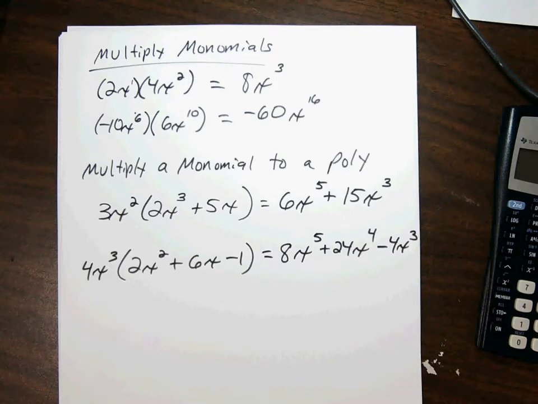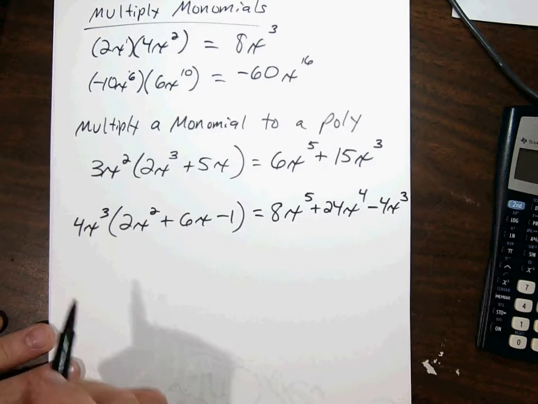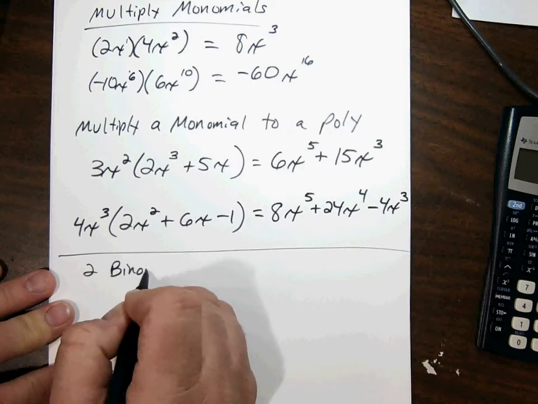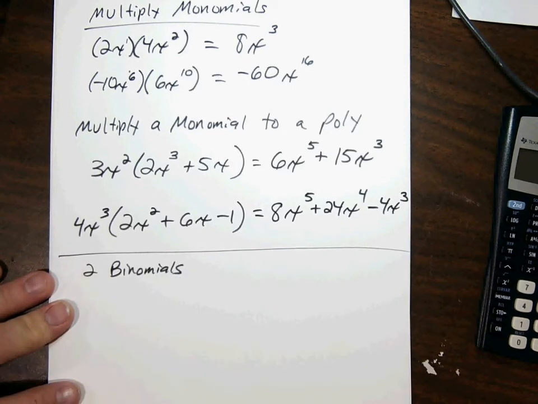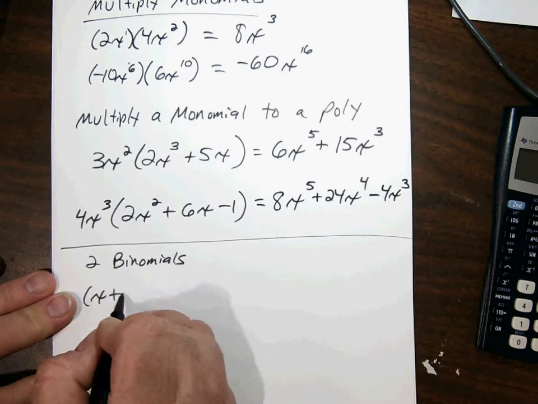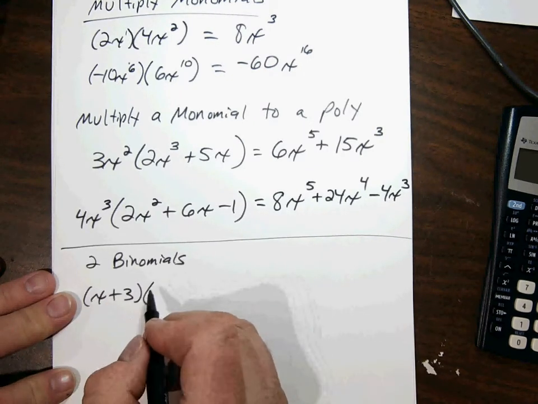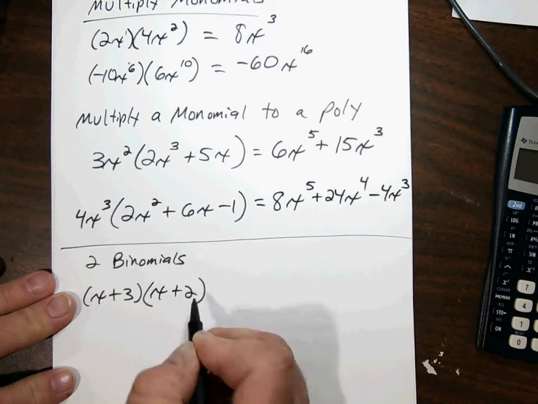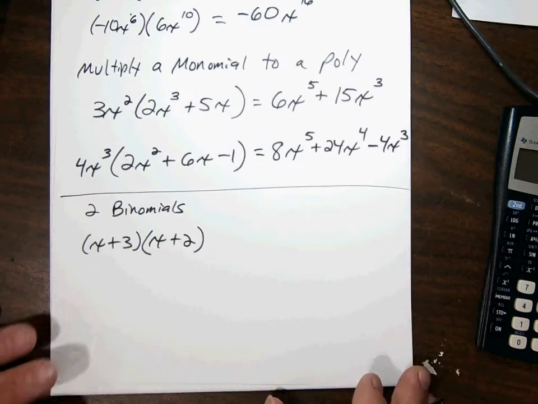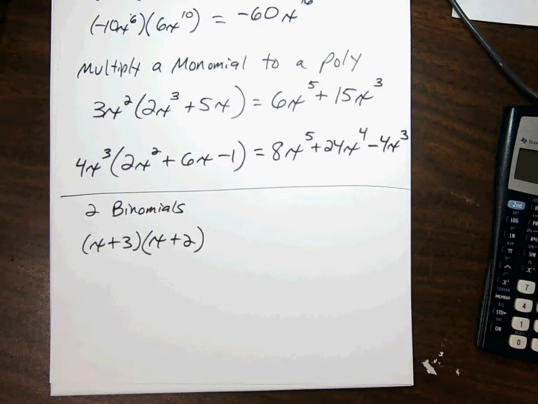What are we going to do now if I'm trying to multiply two things, but neither one of them is a monomial? Like, what if I have two binomials? And I want to multiply them together, for example. What if I have x plus 3 times x plus 2? Okay, we've seen this before in that square root video. I kind of started talking about some more complicated things. I said I would come back and really discuss it a little bit more.